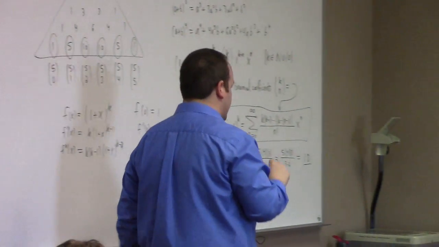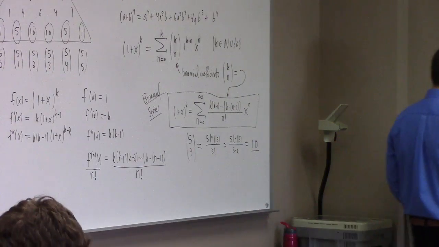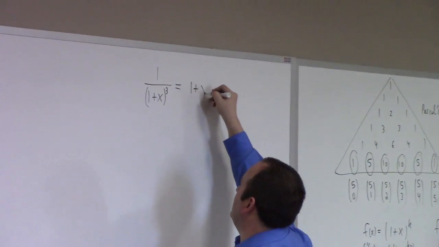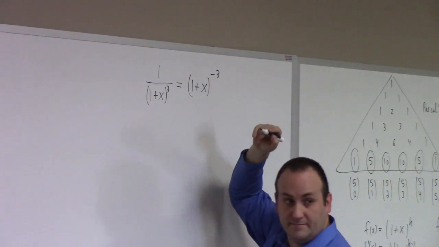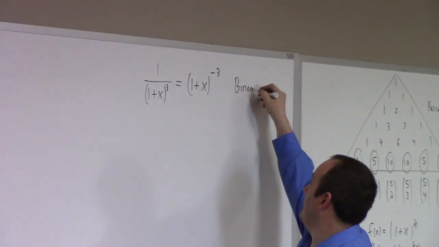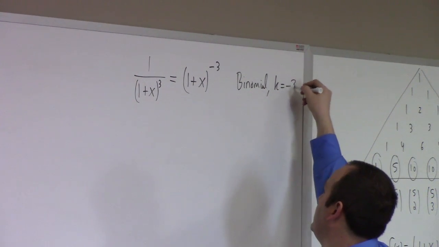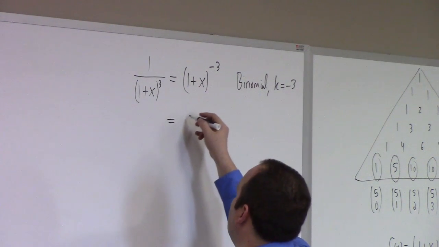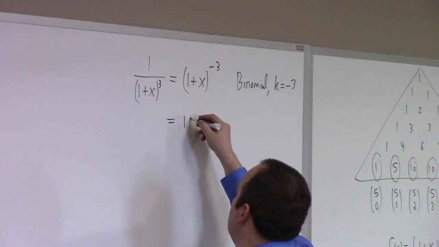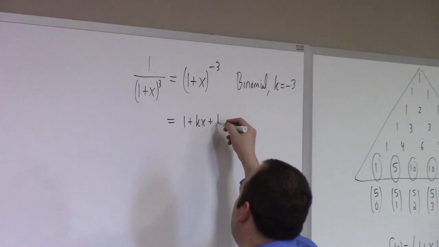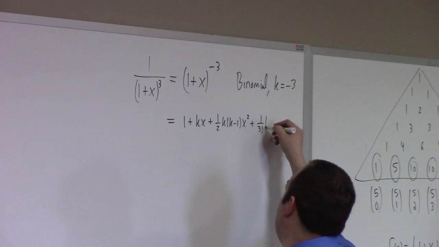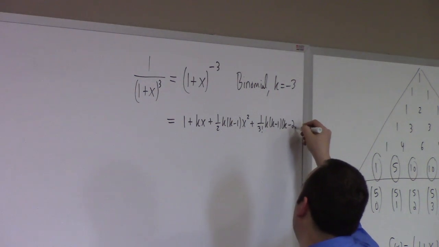And if I write out the, oh man, I forgot to write out the first few terms. So I should probably write them over here. So this is 1 plus x to the minus 3, right? So this is the binomial series, k equals minus 3. Let me just write it symbolically for a second here. This is 1 plus kx plus 1/2 k times k minus 1 x squared plus 1 over 3 factorial k times k minus 1 times k minus 2 x cubed.